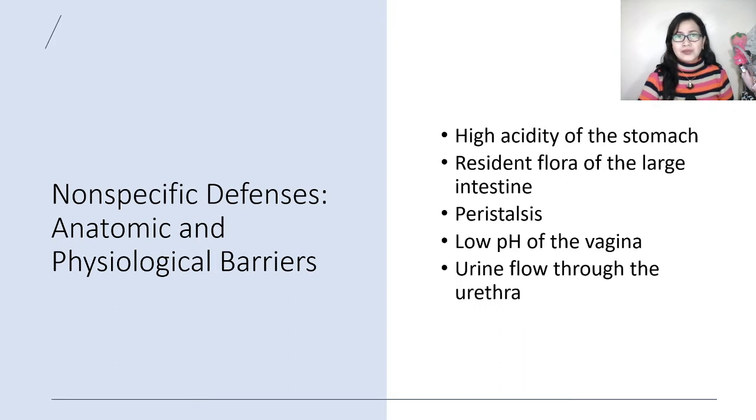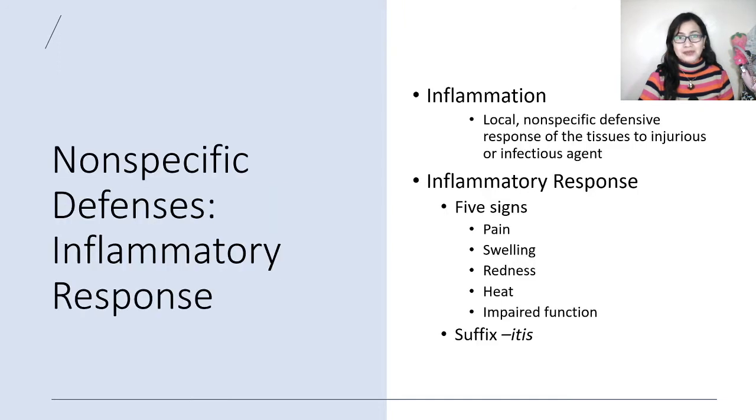Okay, so high acidity of the stomach and resident flora of the large intestine can protect us from bacteria. Peristalsis, okay, and low pH of the vagina to reduce the presence of vaginal infection. Urine flow through the urethra, okay. So, those are anatomic and physiological barriers.